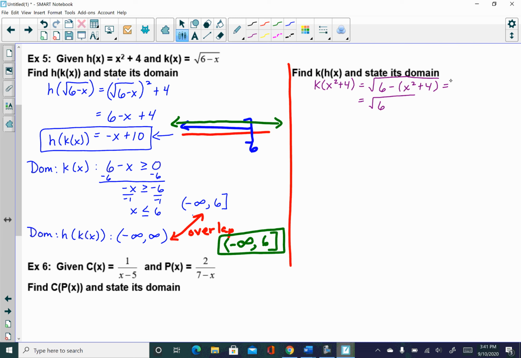Actually, let me go to the side here just to save myself some space. This would be the square root of 6 minus x squared minus 4, which would ultimately give us the square root of 2 minus x squared, or negative x squared plus 2. Either way you want to say that. This would be your k of h of x. Okay, that would be k of h of x.